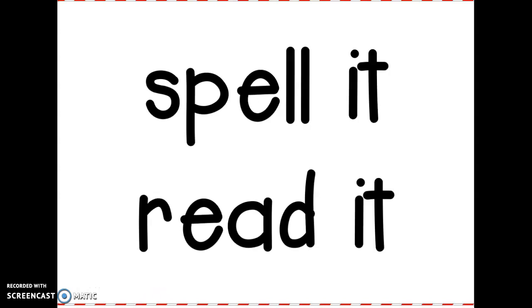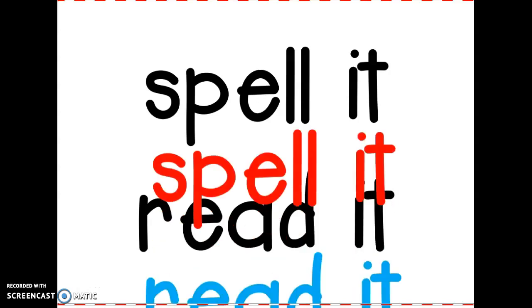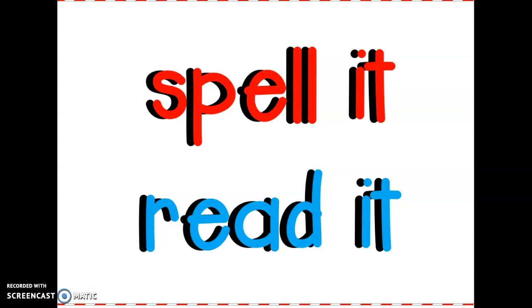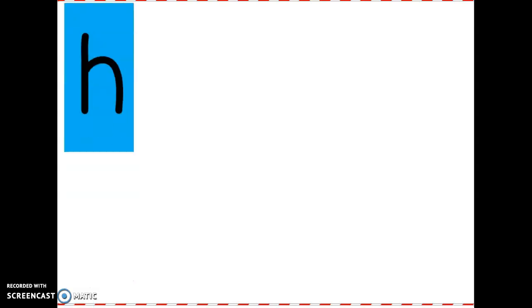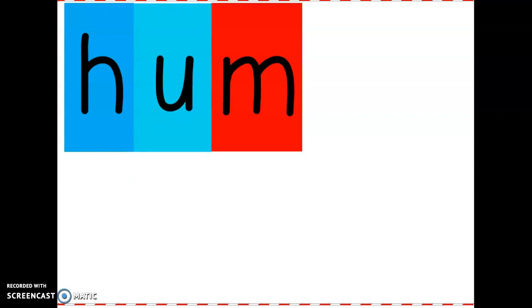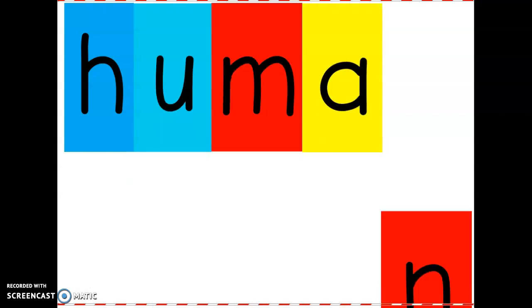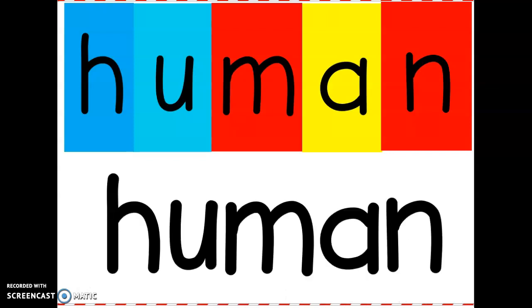Okay, boys and girls, we're going to do another spell it and read it. I want you to help me spell the word and then read the word. We're looking at the long U words. H-U-M-A-N, human. The long U is spelled U. Now you say the word human.